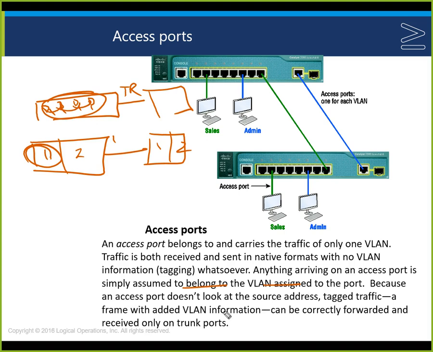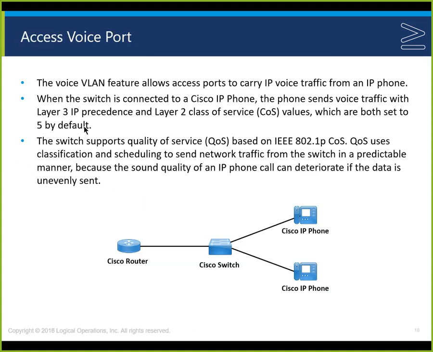They share the information. Because an access port doesn't look at the source address, tagged traffic, a frame with added VLAN information, can be correctly forwarded and received only on trunk ports. So tagged traffic goes on trunk ports, and that's where we add our .1Q information, the encapsulation protocol, to tag the information that goes across them.